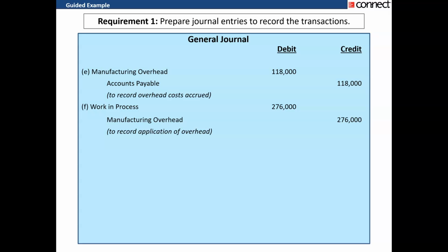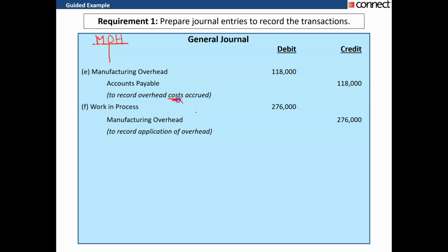Okay, now one thing I wanted you to take a look at at this point, before we do the last one, is, do you see that when we are recording overhead costs, we debit manufacturing overhead, and then when we apply overhead, we're crediting manufacturing overhead? This is how you can figure out what your over or under application is. Okay, so I'm going to put a T account up here.